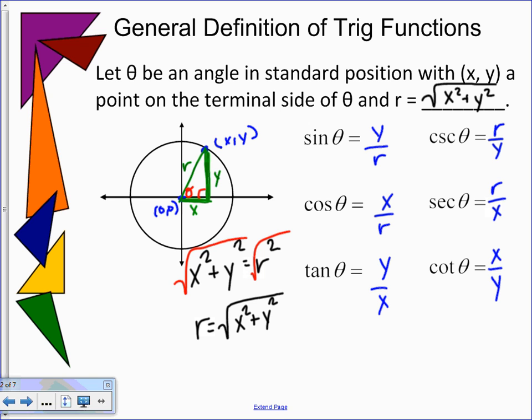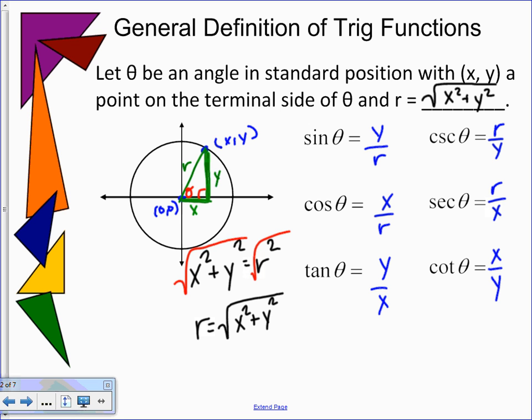Now, you can either memorize r equals the square root of x squared plus y squared, or if you'd rather, you could always set up that Pythagorean theorem. So you could do x squared plus y squared equals r squared, and then square root both sides. Okay, so it's kind of up to you. They're doing the same thing. If you memorize r is the square root of x squared plus y squared, you just don't have to do any steps for solving. Okay.